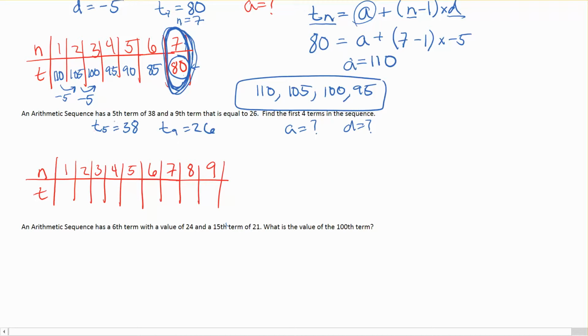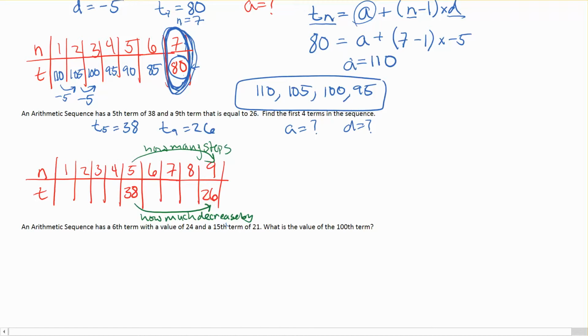So t sub 5, or the fifth term, has a value of 38. So in the fifth term spot, I'm going to write 38. And in the ninth term spot, I'm going to write 26. So I notice here that my d should probably be negative, because I'm going to go down from 38 to 26. So what I need to figure out, again, like we did in one of these earlier problems, was how much did I decrease by? And how many steps did it take?